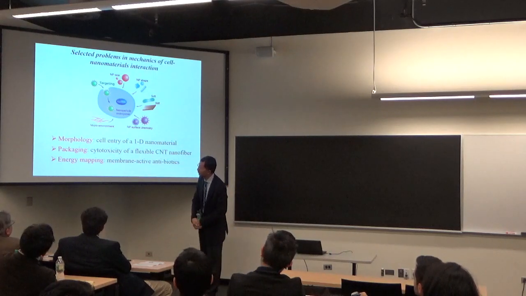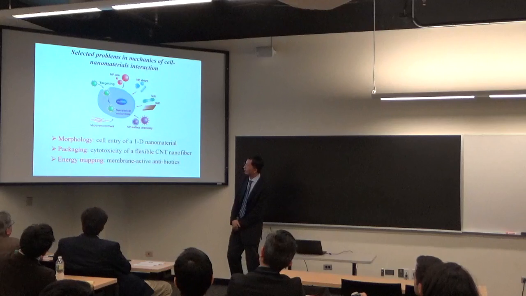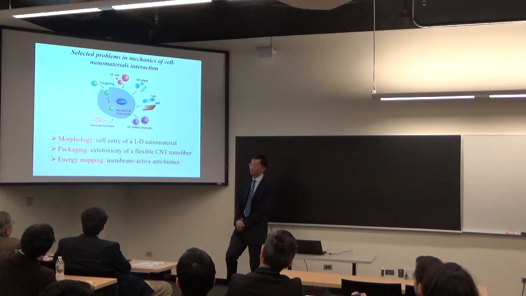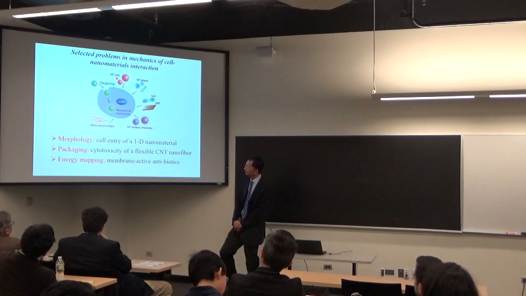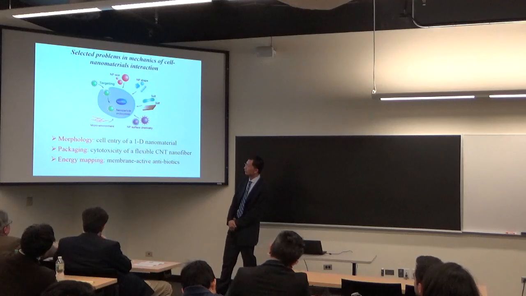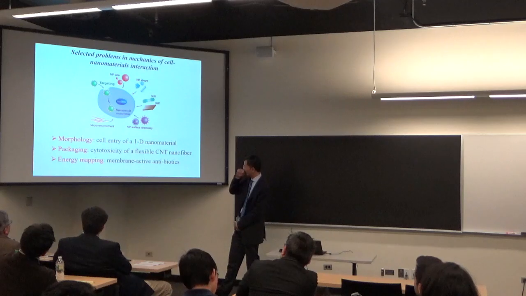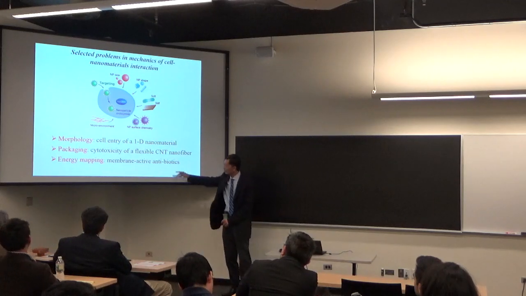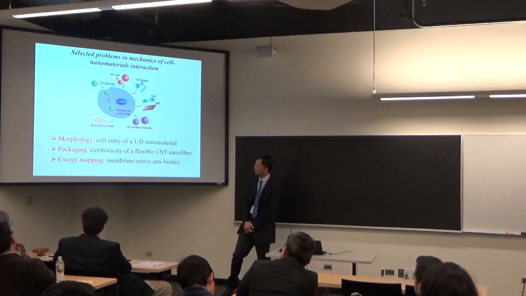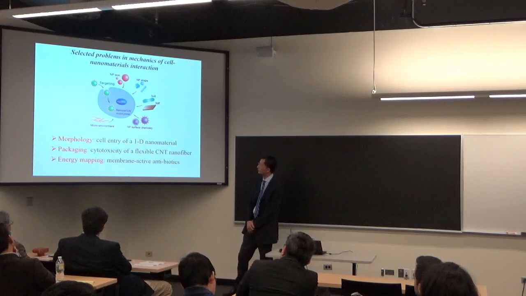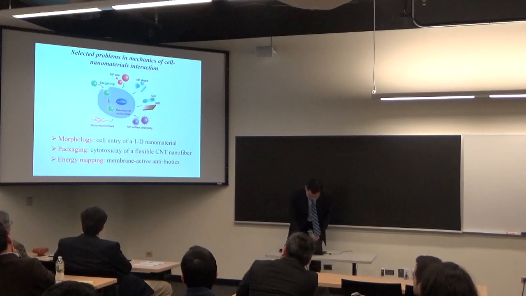First example, something with morphology: understanding cell entry of a 1D nanomaterial, how a fiber enters cells. Use mechanics as the tool to understand. Second is the packaging problem. This has to do with the cytotoxicity of flexible CNT nanofibers. The third one is energy mapping. Particularly, we're trying to design membrane-active antibiotics. So I'm just giving you 3 examples to demonstrate this research area.